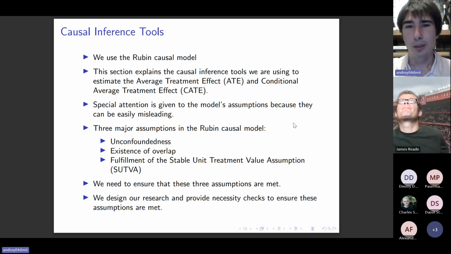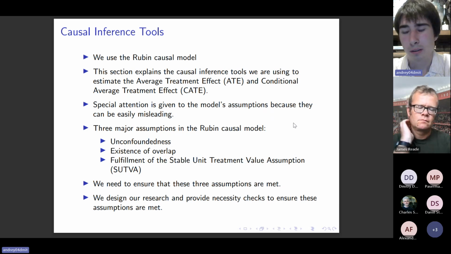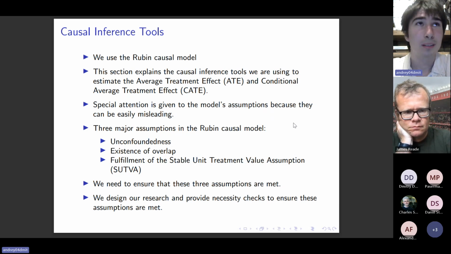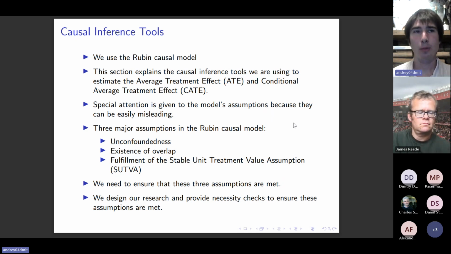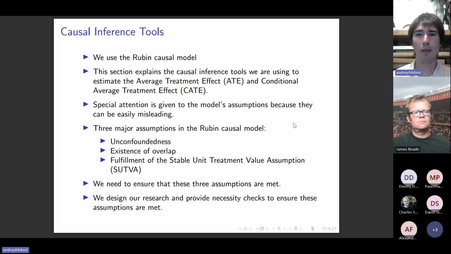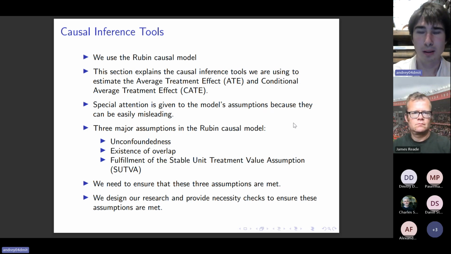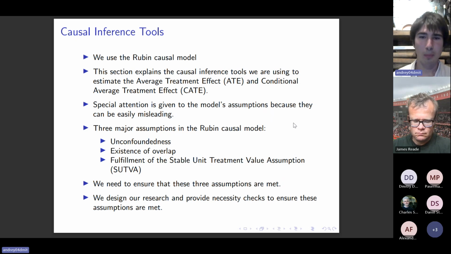Now, there is a relatively huge section about causal inference tools, the choice of model and the choice of estimator. It's a very important section of our study because we need to make sure that everything is fine. So, we use the Rubin causal model. This section explains the causal inference tools we're using to estimate the ATE, average treatment effect, and conditional average treatment effect. Special attention is given to the model's assumptions because they can be easily misleading.